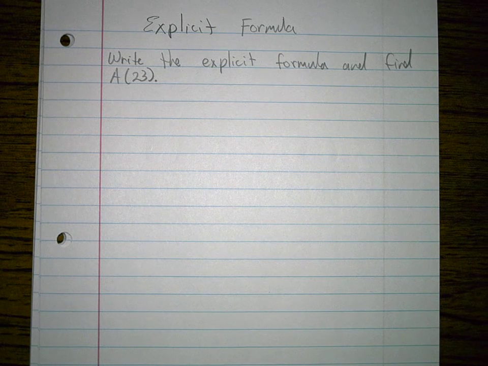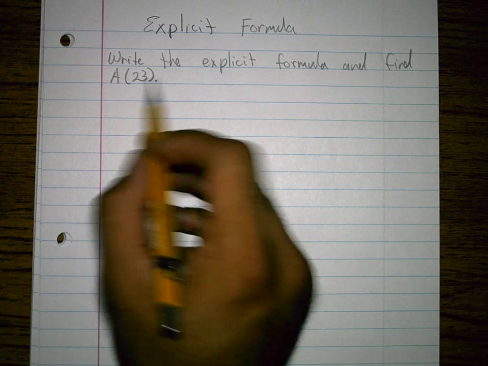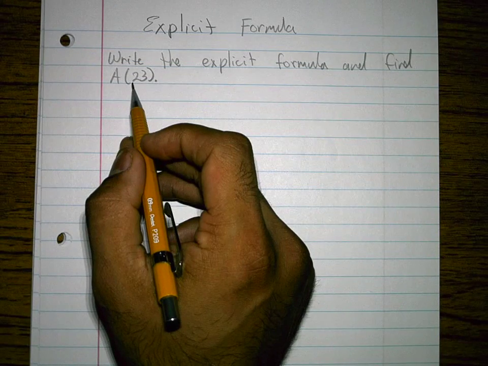Looking at the explicit formula for an arithmetic sequence. So this is another formula that you can use to find numbers in a sequence. It is better than the recursive one, and you'll see here in a second why. So we're going to write the explicit formula and then find a of 23.